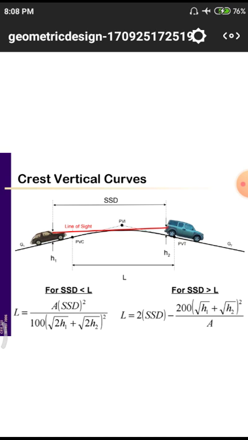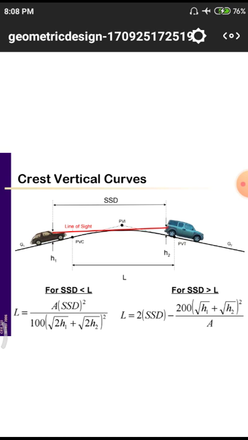Okay, for SSD less than L, means less than the normal length and greater than the length, what we are having, L equal to formula A into SSD square plus by 100 into 2 root 2 H1 plus root 2 H1 H2 whole square. That means these formulas are useful for us to design the road for a proper sight distance. That means whenever there is a proper sight distance, automatically there may be less quantity of accidents due to these sight distances. So that these two things we need to analyze.